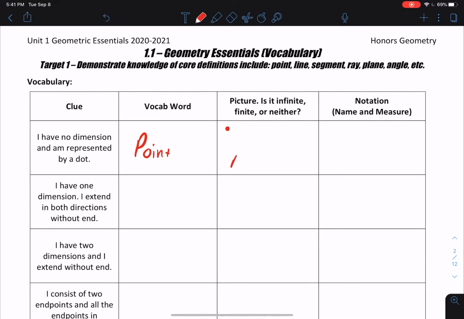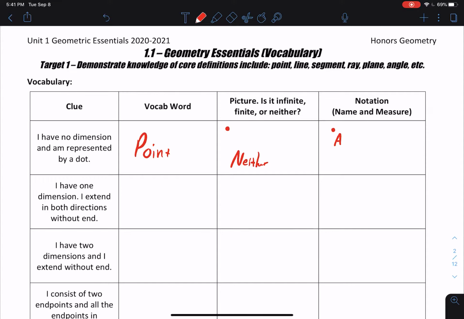All right, it has no length. It's not infinitely long. It's not finitely long. It's no length. It's just a dot. All right, to name it, we usually put the dot, and then we put a capital letter right next to it. So this would be known as point A.